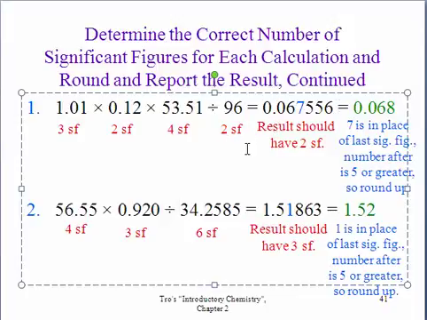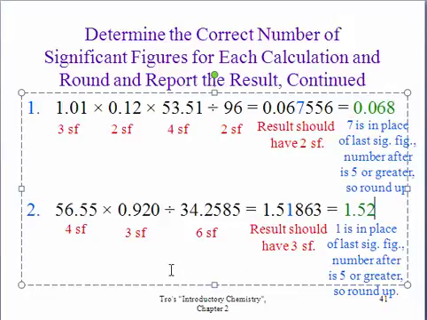2 sig figs is what our answer is allowed to have, so these leading zeros don't count. Here is the last allowable digit. I look to the right, that's 5, so my 7 is going to round up. 0.068 is the answer expressed in correct significant figures.